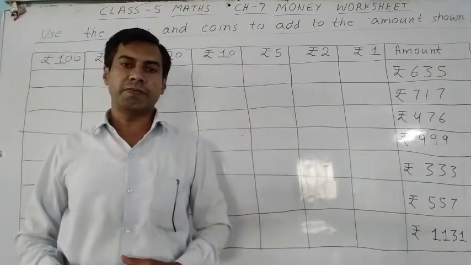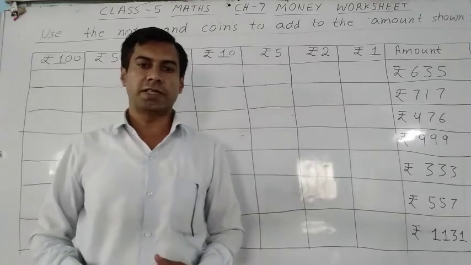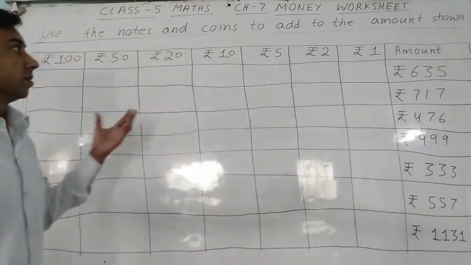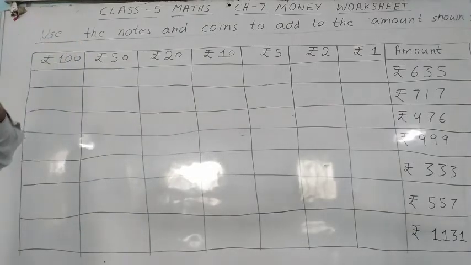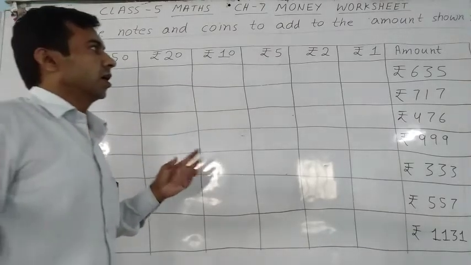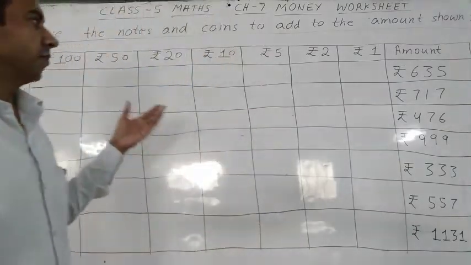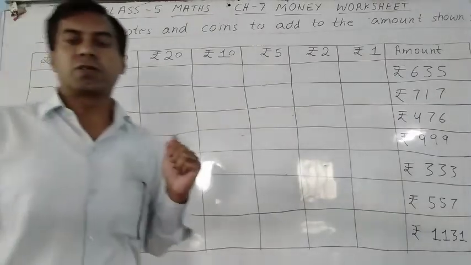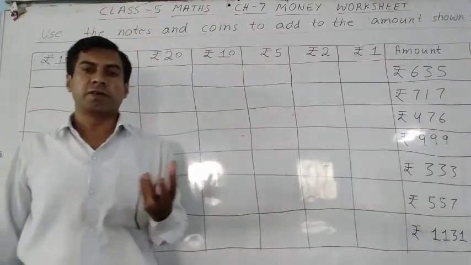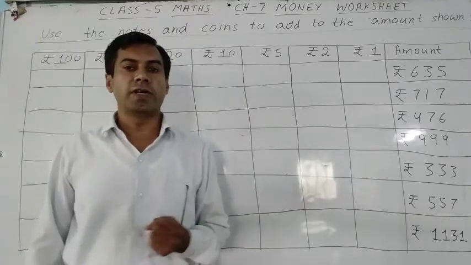Today in class 5 math, in chapter 7 Money, I will start the worksheet. Student, in this worksheet we use the notes and coins to add up to the amount shown. Here we have different denominations of notes and coins. Student, what is a denomination? A denomination represents the specific value of notes and coins.